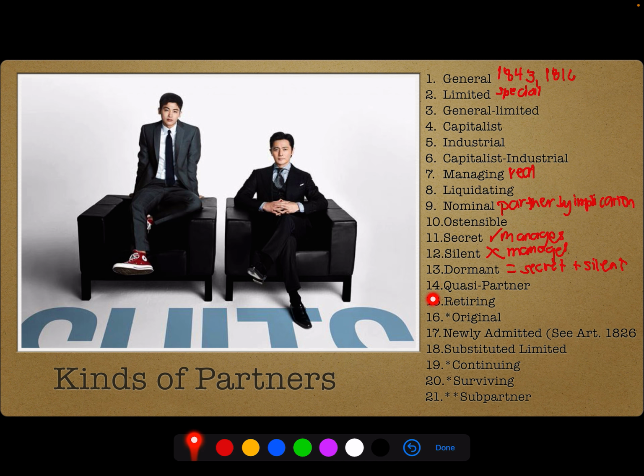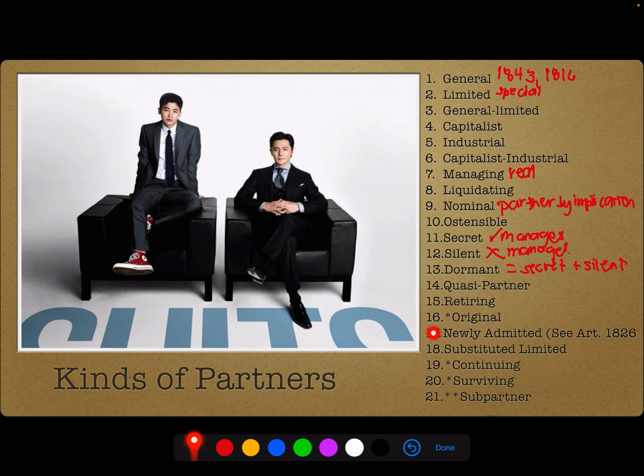So a retiring partner is one who decides to leave after reaching the age of retirement. The retiring partner may or may not take the property contributed with him or her after retiring. The original partner, which De Leon classifies, and it's not included in the notes, that's why there's an asterisk, is one who is a member from the time of the partnership's organization. For accountants and lawyers and other professionals, they're usually called the founding partner.